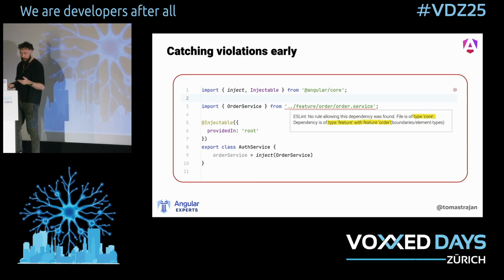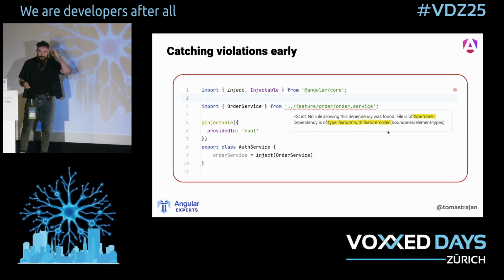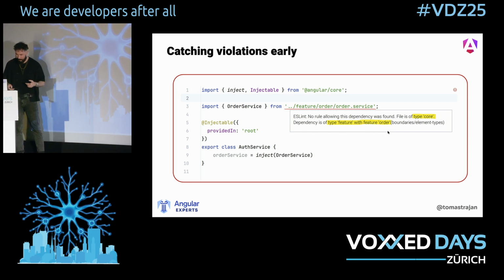So how does that play out in practice? Again, authentication service, something which is most likely in a core authentication state for the whole application. And we would, for some reason, try to get something from the order service. It will tell us, yeah, the core tries to import from the feature, and the name of the feature was order, but this is not allowed, right? This is never a correct kind of import.